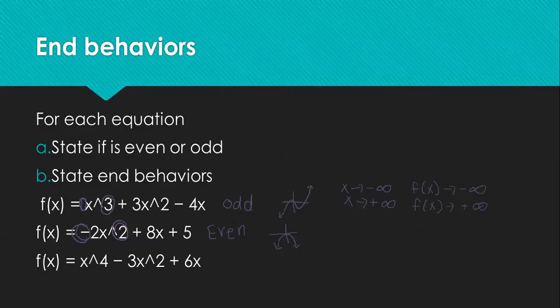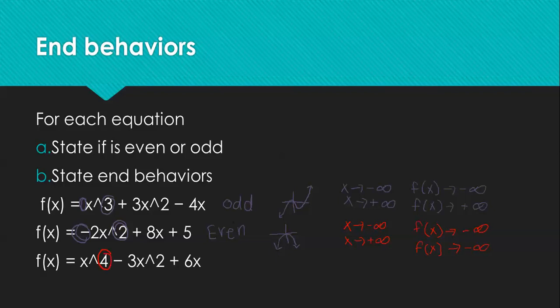So when we talk about end behaviors, we're going to say when x is negative infinity, my f of x is also pointing towards negative infinity. Then when x is positive infinity, my f of x is also going towards negative infinity. And this makes sense because it's even, so both of my ends should be facing the same direction.